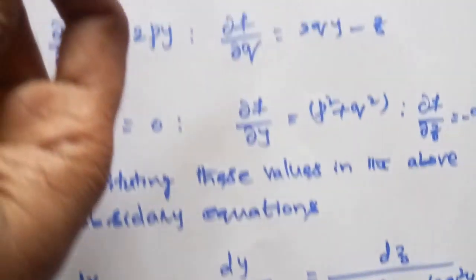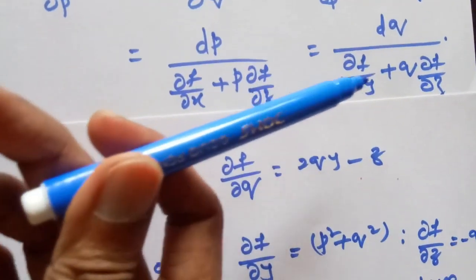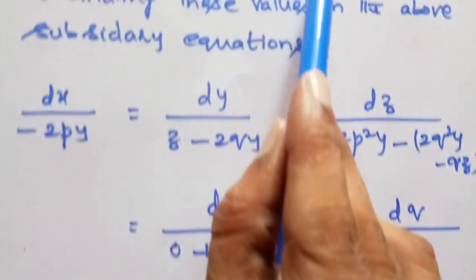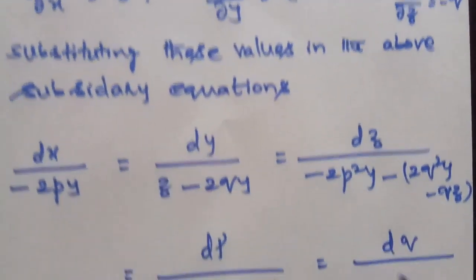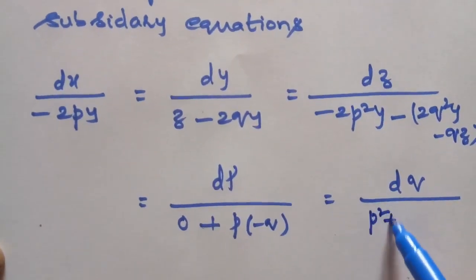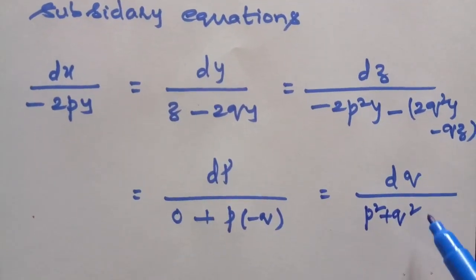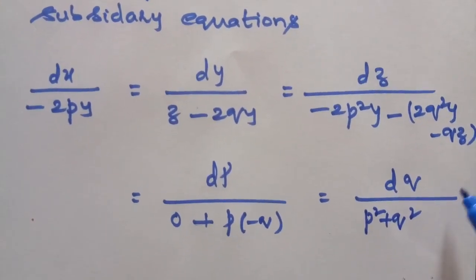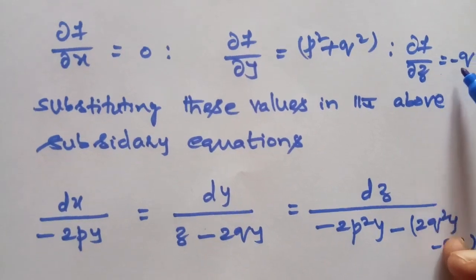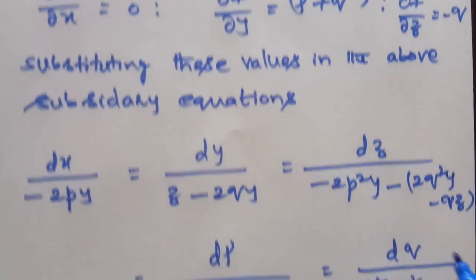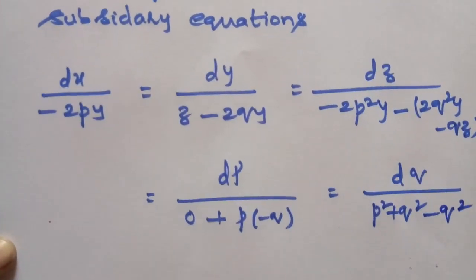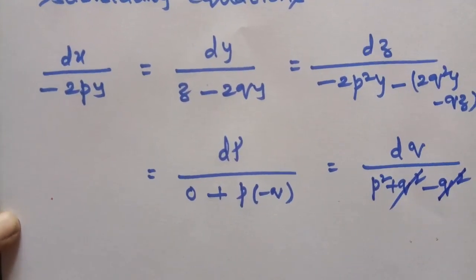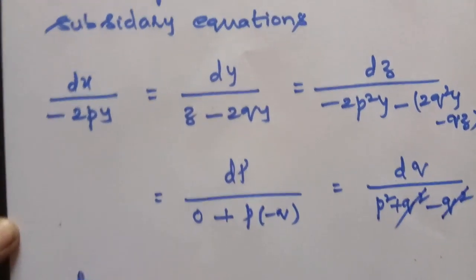dq by dou f by dou y plus q into dou f by dou z. Dou f by dou y is p square plus q square, plus q into dou f by dou z. Dou f by dou z is minus q, so therefore plus into minus, minus q square, therefore plus q square minus q square gets cancelled.